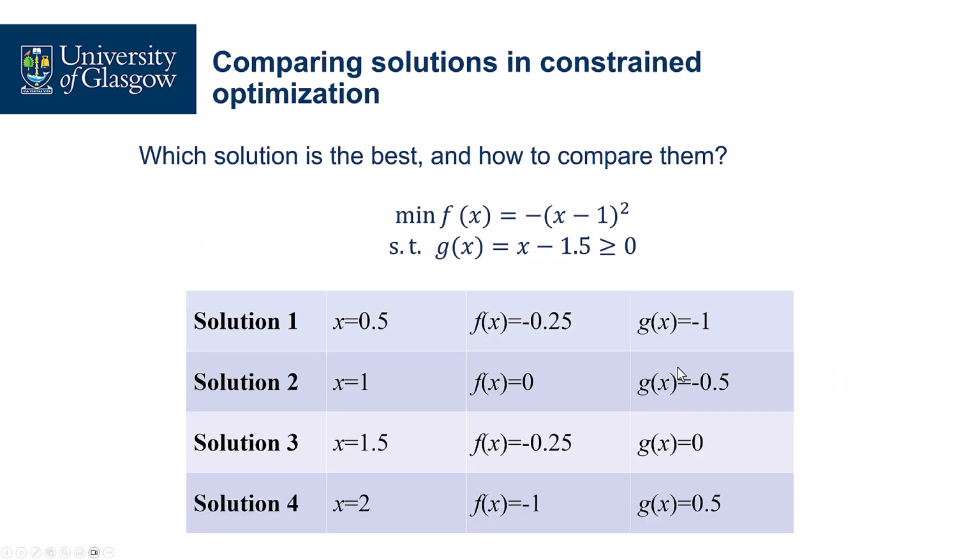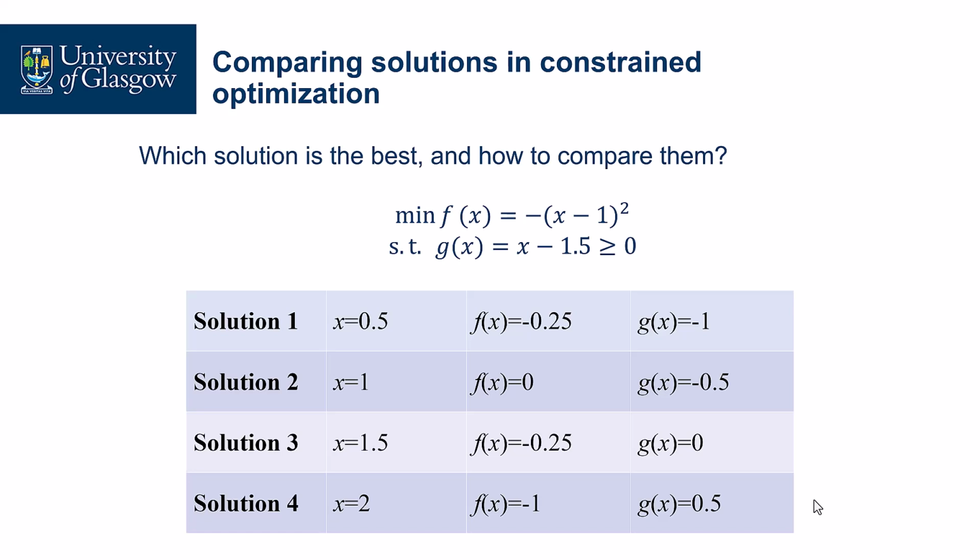Then the question comes. Now I have 4 solutions, solution 1 to solution 4. Each one has a different value of x. And here is the f(x) value, and here is the g(x) value. The question is which solution is the best, and how to compare them. You can look at this for a while, right?